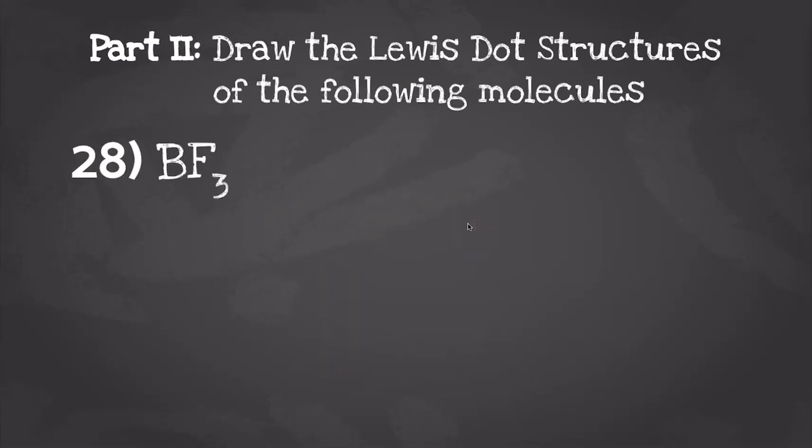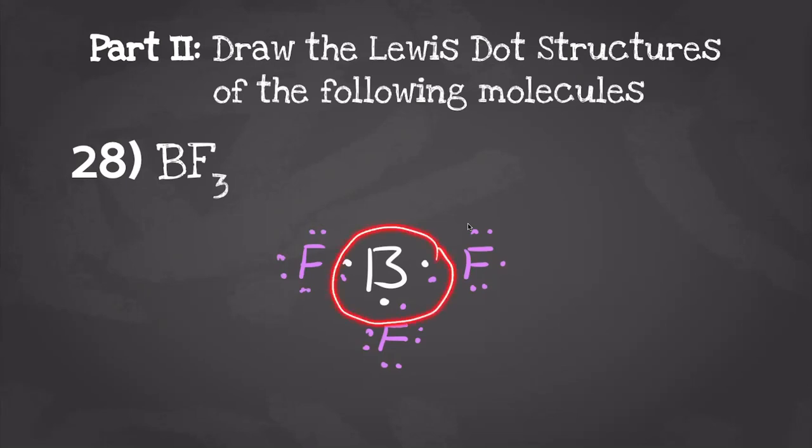For our next one, we have boron trifluoride, and this one's going to be very similar to our aluminum chloride. Boron only has 3 valence electrons, meaning it can only form 3 bonds. Each fluorine has 7 valence electrons. So each fluorine is going to be able to fill its octet. However, boron will only have 6, and it's going to be satisfied like that.